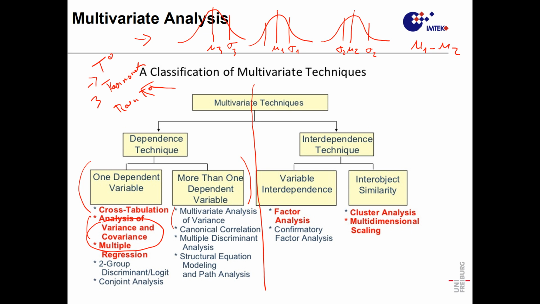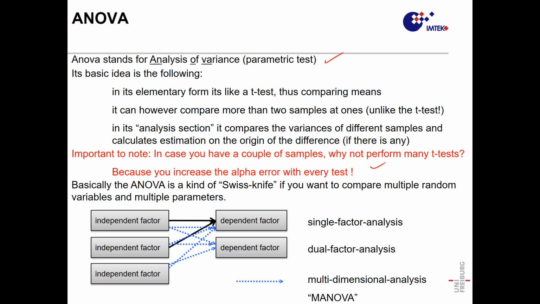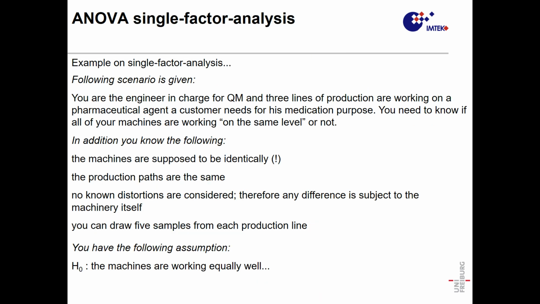But for now, we're gonna keep it simple, and we're gonna go in the case that we have only one independent factor and one dependent factor. And this is called single factor analysis or one-way ANOVA. When you have two factors that are independent, you will call it two-way ANOVA or dual factor analysis. All right? Good. So let's start with an example to make it clear. This example will be about single factor analysis. So we start from there.